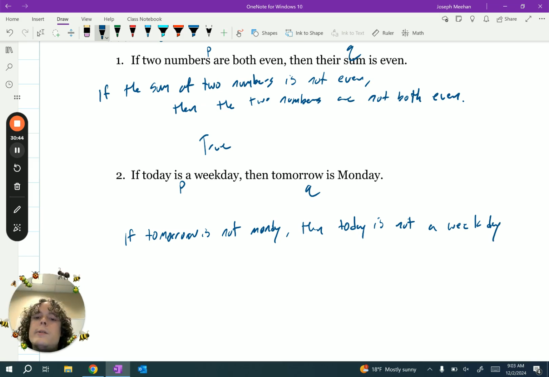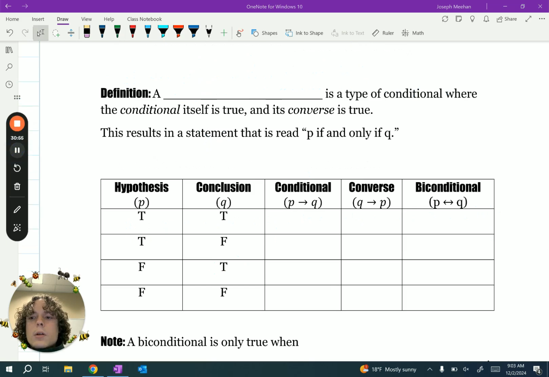Now, is this true or false? If tomorrow is not Monday, let's say today is Tuesday, okay? Then today is not a weekday. Well, Tuesday is a weekday, right? So this is false, right? One counterexample makes something false.